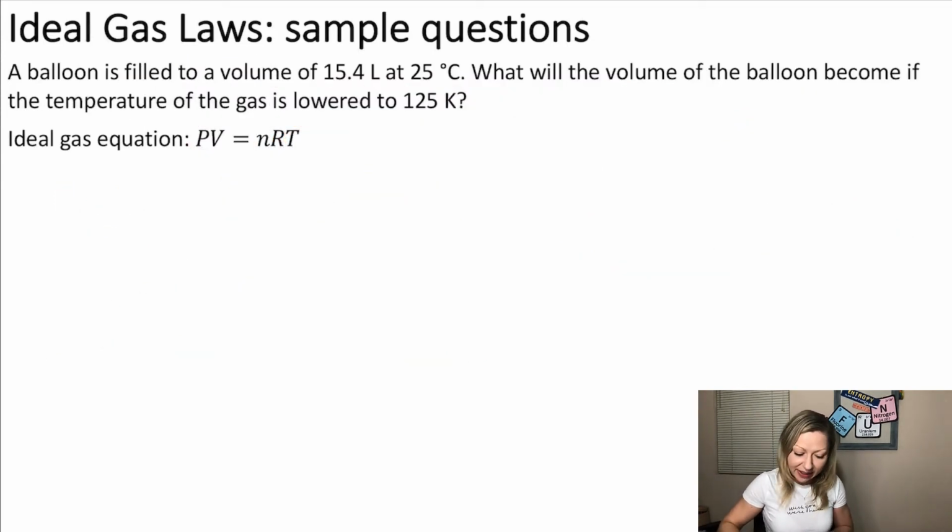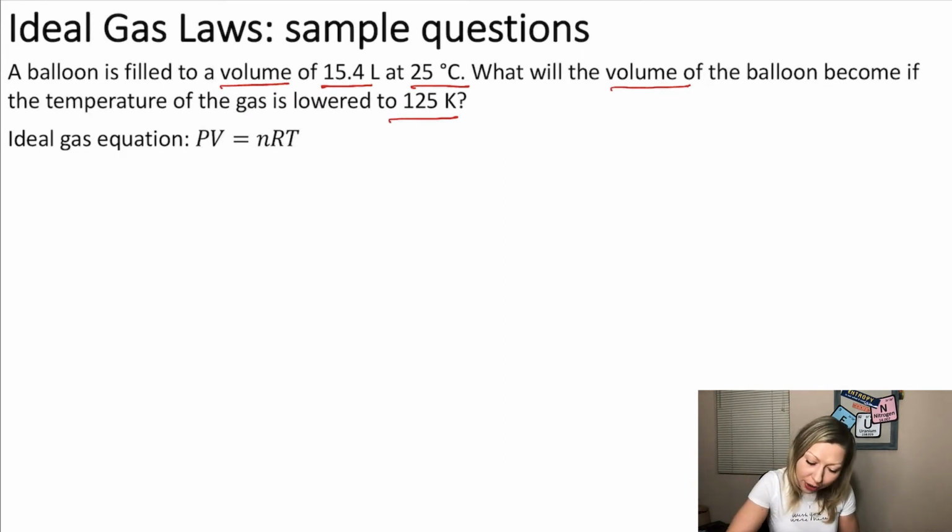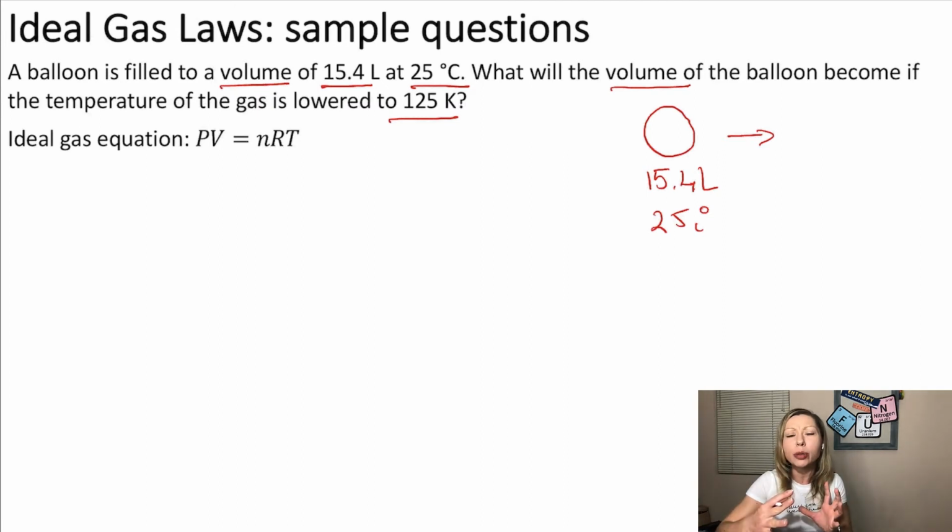Let's take a look at another example. A balloon is filled to a volume of 15.4 liters at 25 degrees Celsius. What will be the volume of the balloon if the temperature of the gas is lowered to 125 Kelvin? Okay, so let's try to imagine what happened here. We have a change in volume and a change in temperature. So if we start with a balloon that is 15.4 liters at 25 degrees Celsius, we are going to end up with a bigger or a smaller balloon if we go down with the temperature. We're going to end up with a smaller balloon, right?